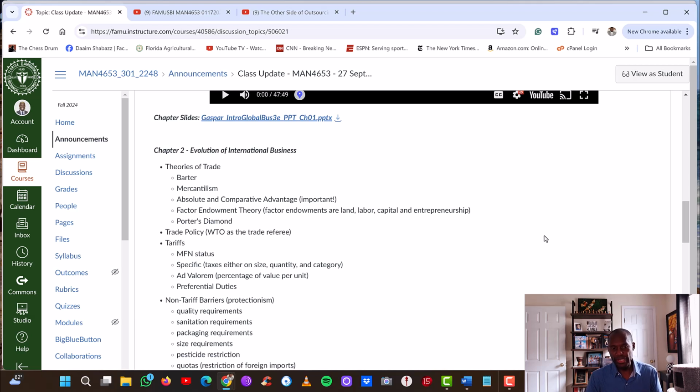Then you have to factor in endowment theory. If you are a land-intensive country, with a lot of land that's either massive in scope or fertile, then you should produce land-intensive products. If you have a lot of labor, whether skilled or unskilled, you should have labor-intensive services or products. If you have a lot of capital, a lot of technology, a lot of inputs, you should produce capital-intensive goods.